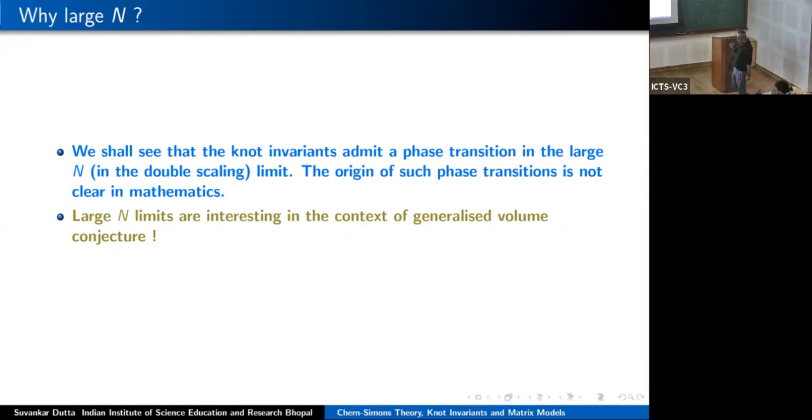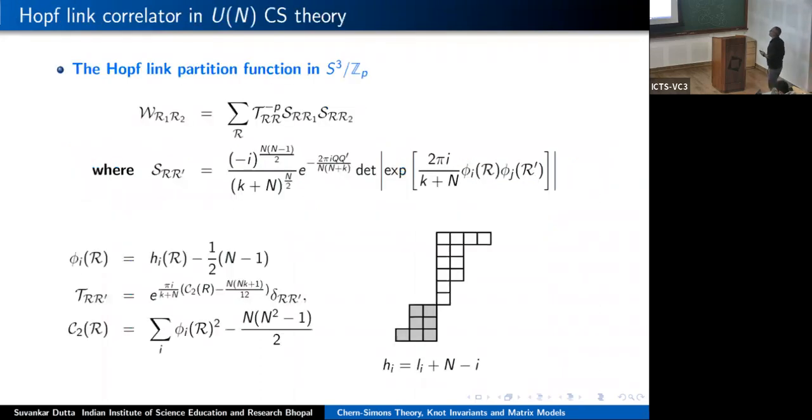Okay, this is number one. Number two, the large N limit is interesting in the context of the generalized volume conjecture, but I will discuss that very briefly at the end if I get time. So now let me discuss a little bit about how to calculate the Hopf link correlation function.